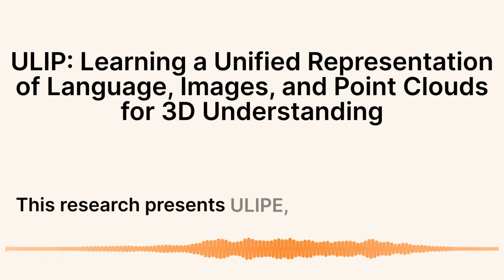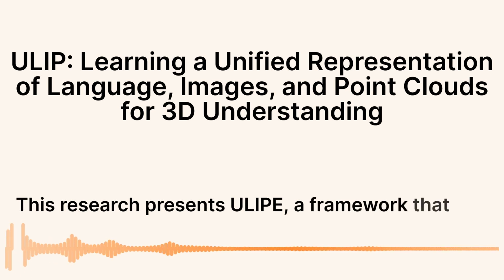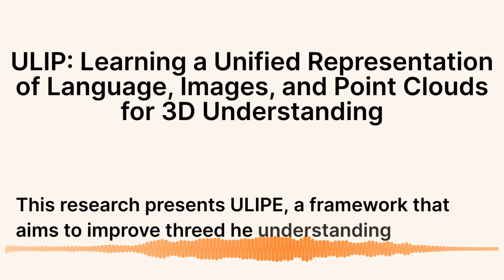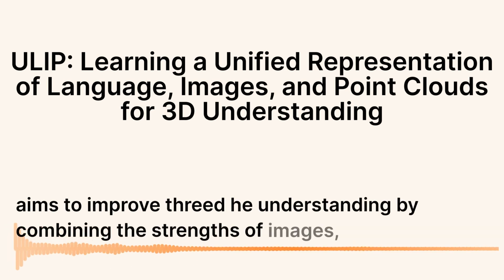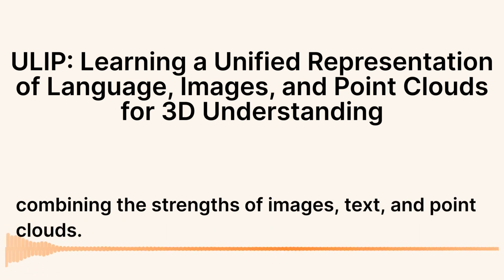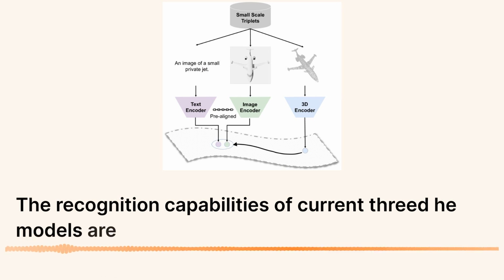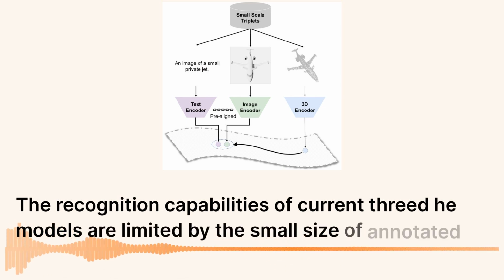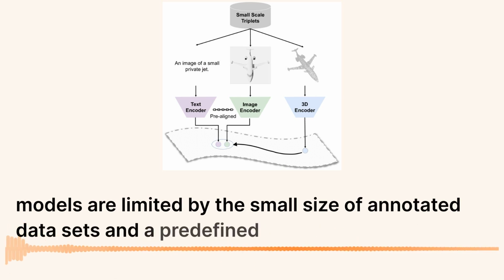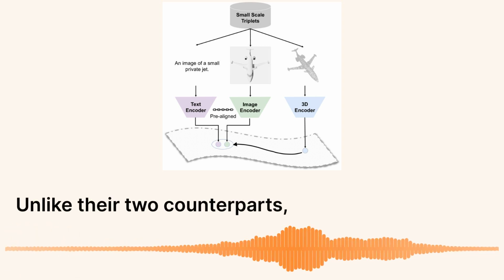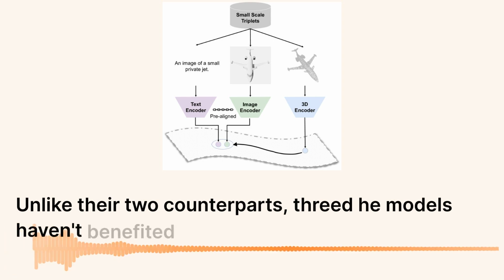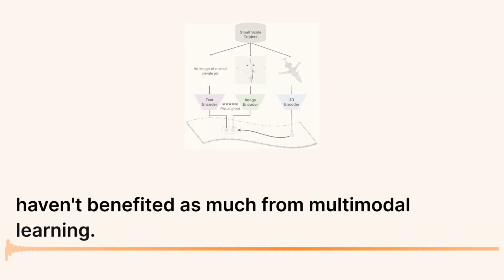This research presents ULIP, a framework that aims to improve 3D understanding by combining the strengths of images, text, and point clouds. The recognition capabilities of current 3D models are limited by the small size of annotated datasets and a predefined set of categories. Unlike their 2D counterparts, 3D models haven't benefited as much from multimodal learning.